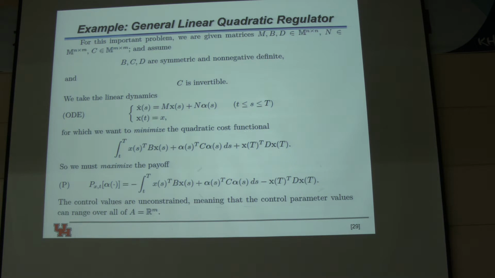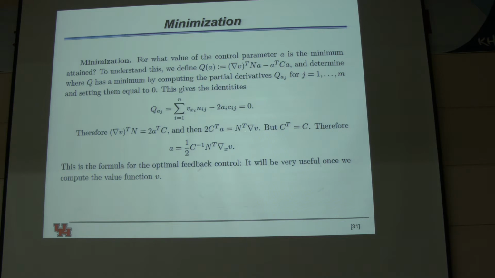So in other words, if your ODE is linear and your optimization cost is quadratic, then you will have a closed form. In other cases, you don't.